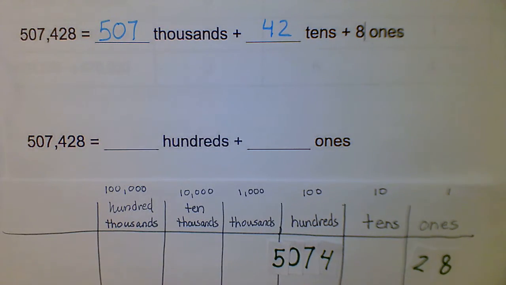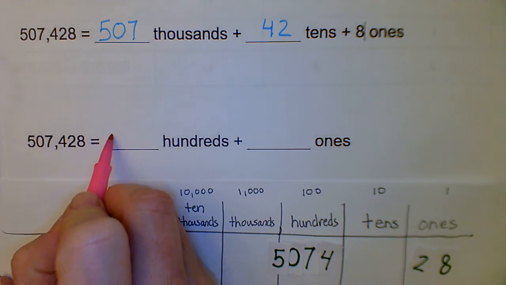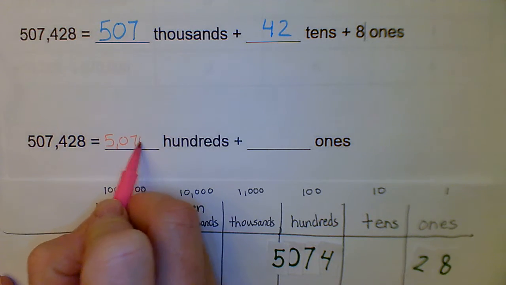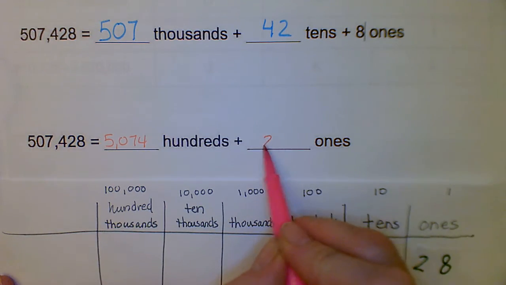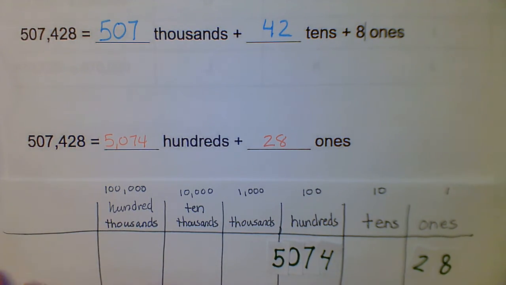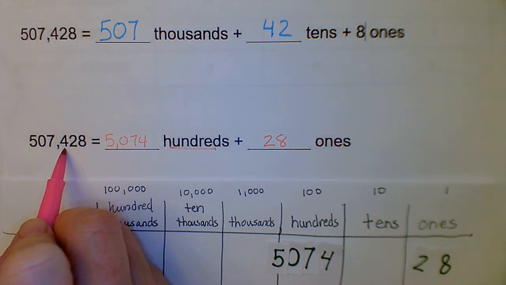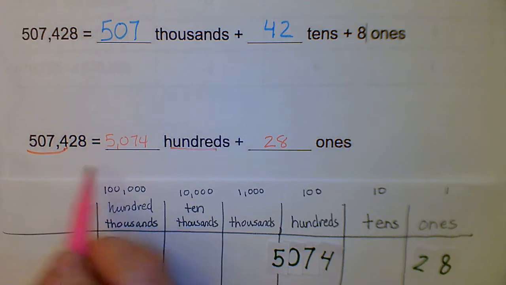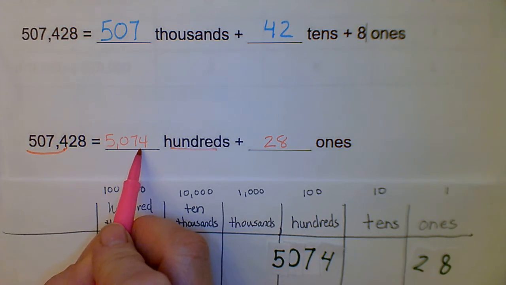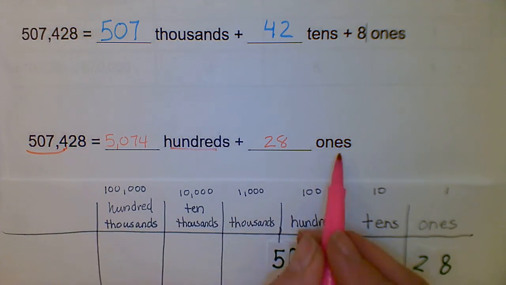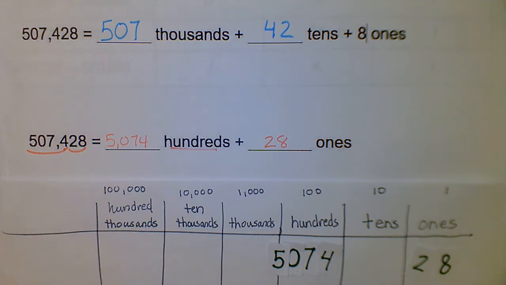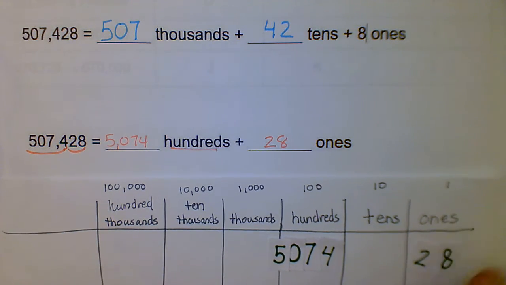Now let's scoop them also. I can go ahead and write that. So we have 5,074, and over here we'd have 28. So again, I can also say, well, if I want to go to the hundreds place, I can scoop all this and say I have 5,074 hundreds, and then I need to go to the ones, so I'm going to scoop to the ones. And you could actually take these and smush them all on down. It's up to you which way you want to do it.